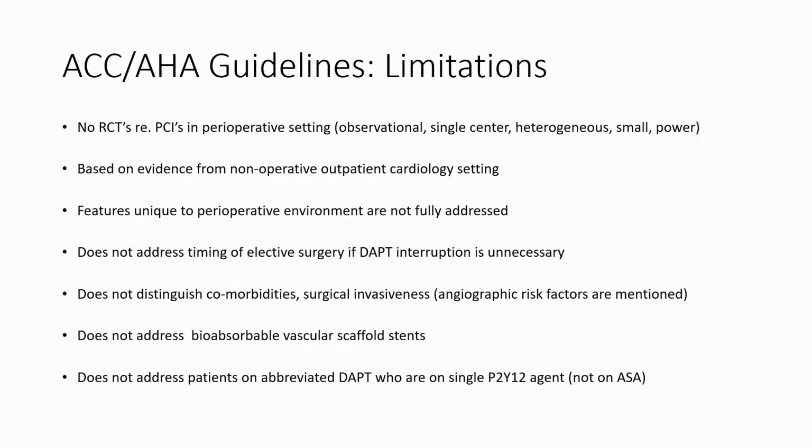Guidelines don't really distinguish the comorbidities and the surgical invasiveness. They do talk about the angiographic risk factors, that if a patient has multiple risk factors, maybe delay the surgery for a year. However, if a patient is having a hernia surgery versus an open thoracotomy, whether a patient has an EF that's normal or if it's 10%, they don't really say whether that should affect the timing of surgery, although it would be a real risk in terms of patient outcomes.